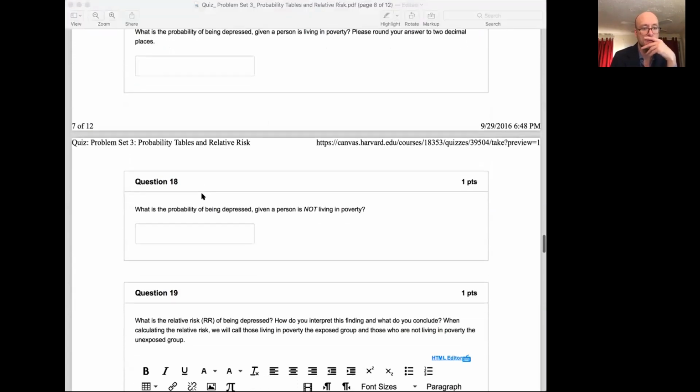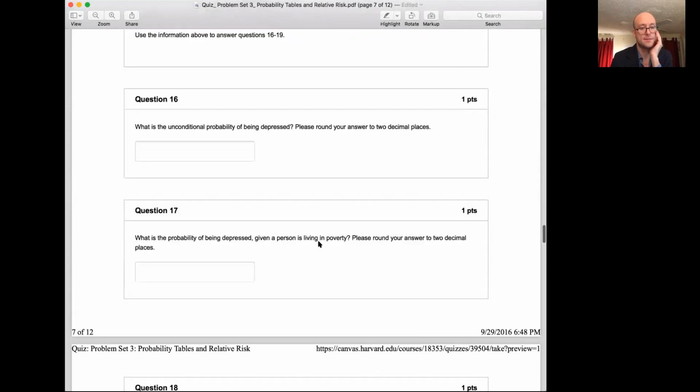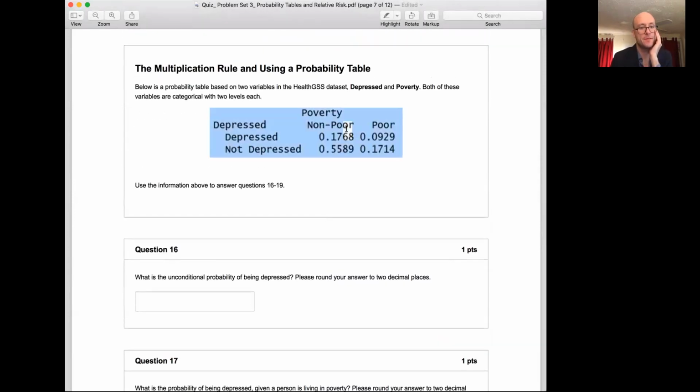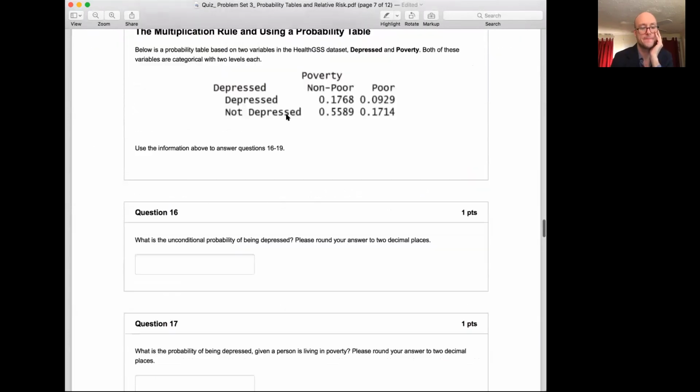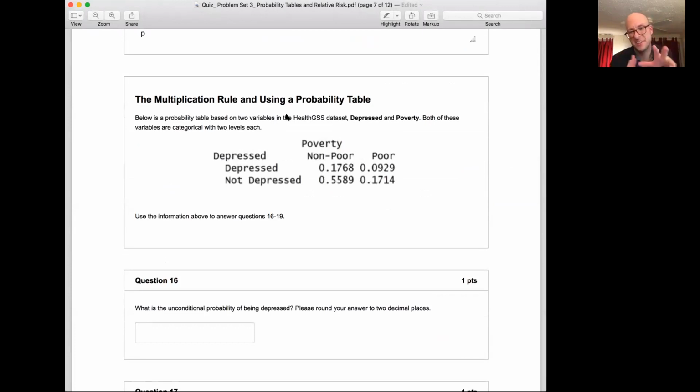Okay. What is the probability of being depressed given a person is not living in poverty? Let's see. This is not going to be too hard. I just want to review the question myself. The first thing I do, and this is kind of the annoying thing about this, is just look back at the table if you're not taking notes like I am. Keep in mind that you have your numbers intact. I would typically write things out, but my penmanship is so bad here.